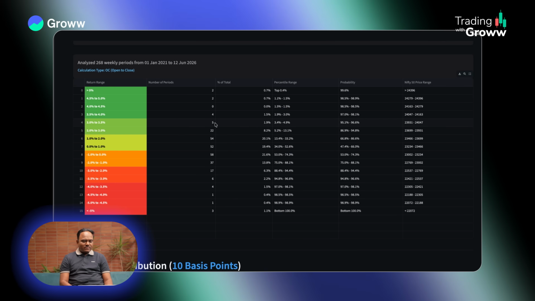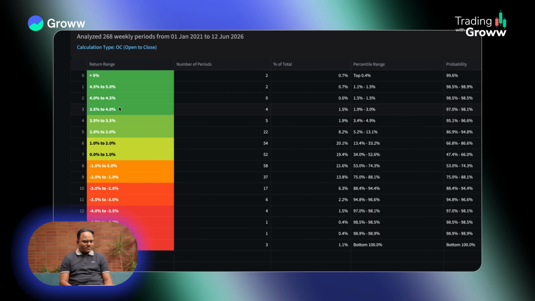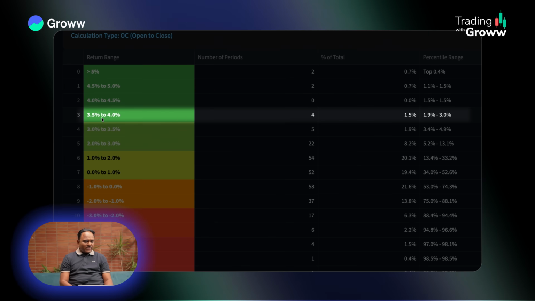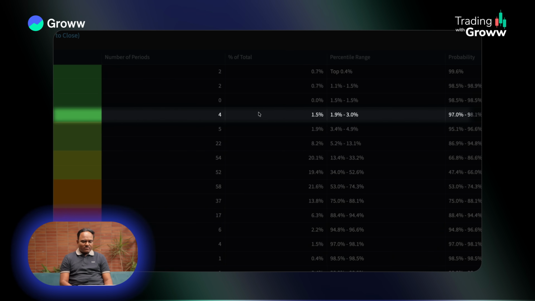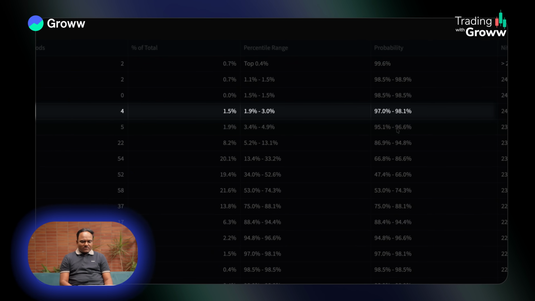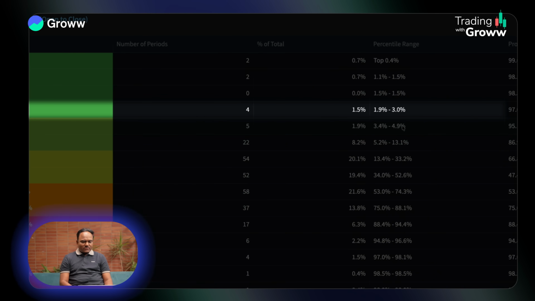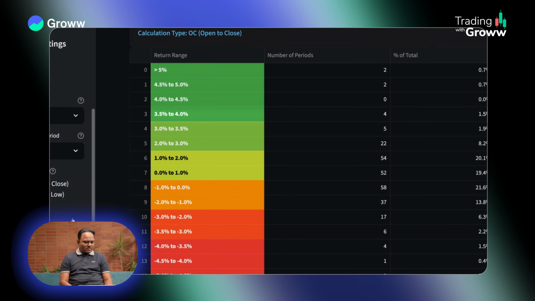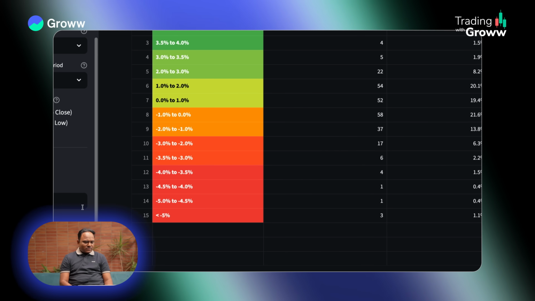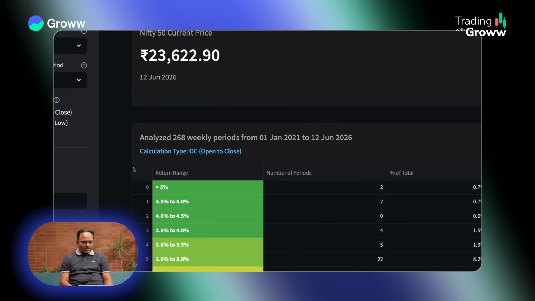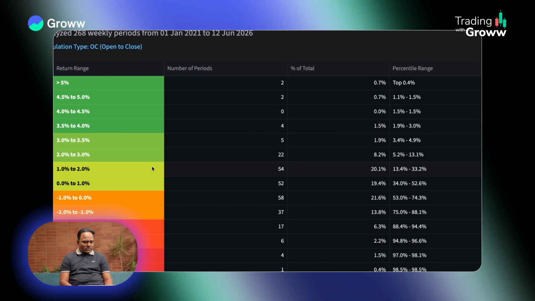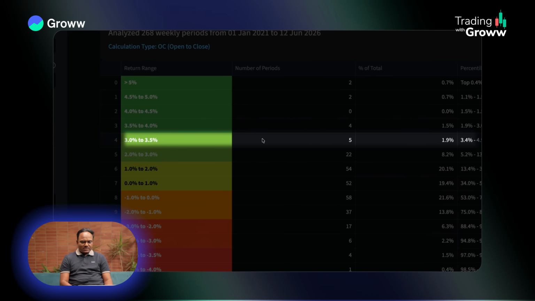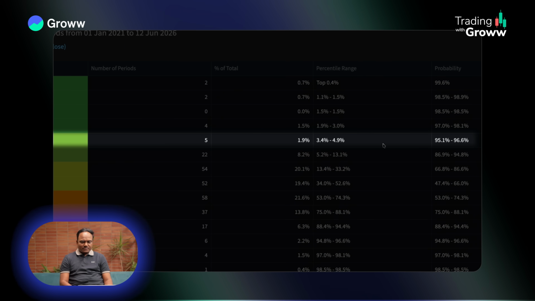For instance, let me zoom it for you. If you look at 3.4% here, maybe let's look at this one, 96%, right? This is the time frame we got here, from 2021 to 2026, which is today. Close to 96% of times Nifty expired below 3.5%. That is what we have to look at.